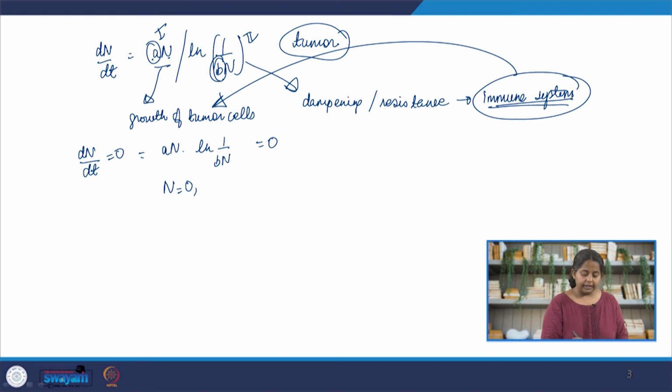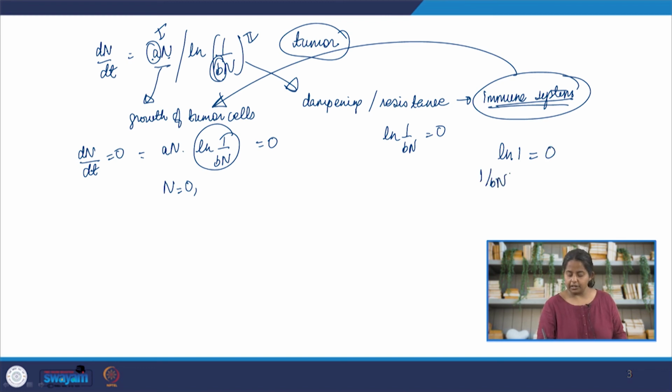And then the other one is to make the second term equal to 0. When will log 1 by bn be equal to 0? Remember, natural log of 1, or log 10 of 1 also, is equal to 0. So, basically when 1 by bn is equal to 1, or n is equal to 1 by b, then the growth rate becomes 0.